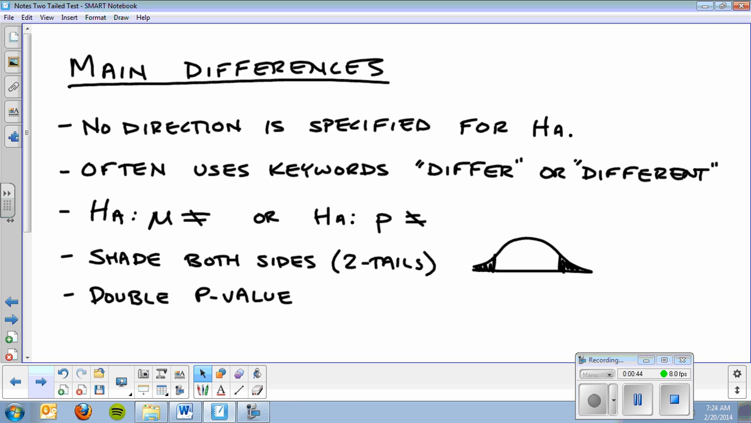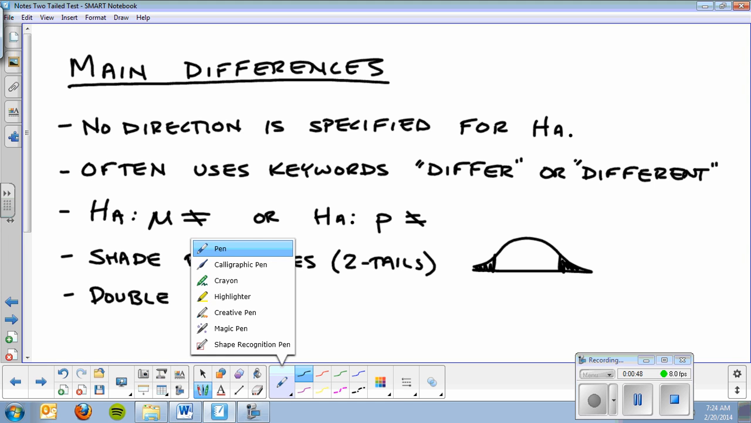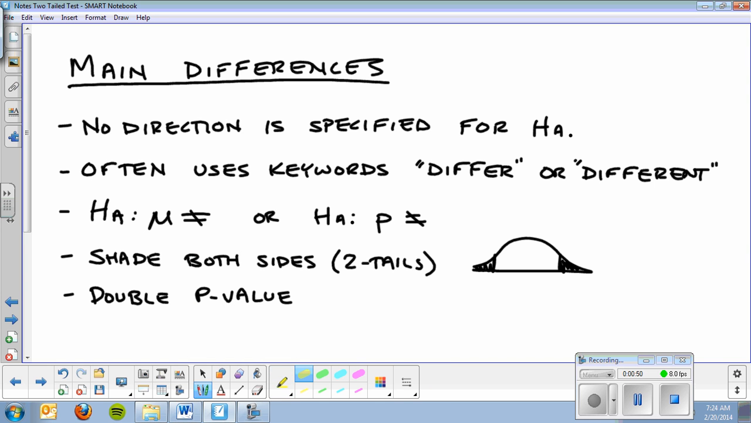The next difference is in your symbols. In your alternate hypothesis, you're going to use the not equal symbol instead of less than or greater than. Because you're technically finding the probability of it being less than and greater than, you're going to shade both sides, hence the name two tails. At the very end, mathematically, the only real difference is that you double the p-value.